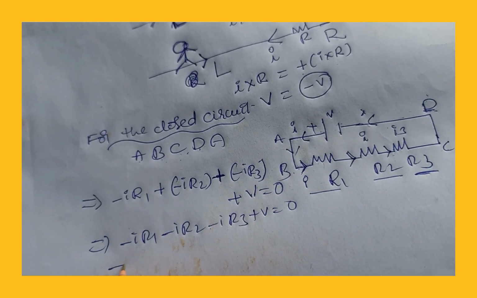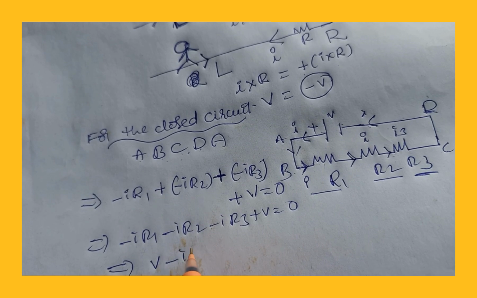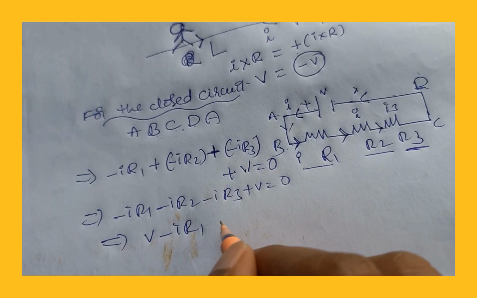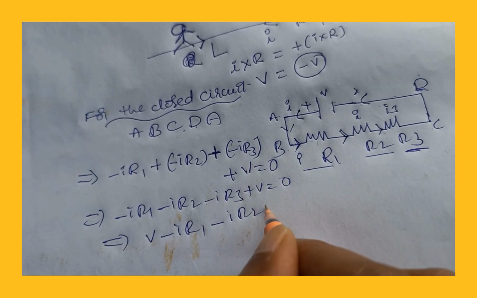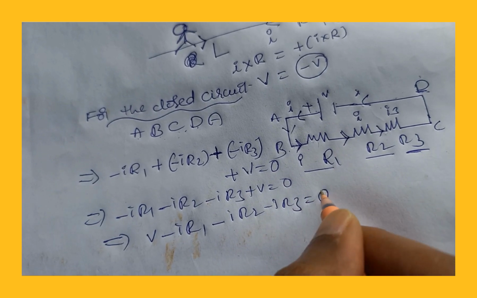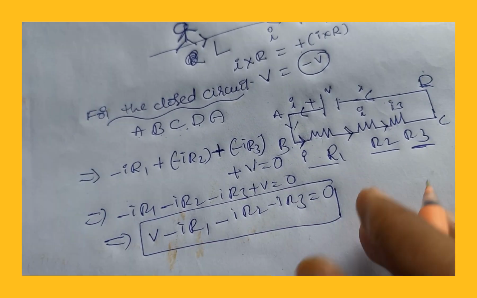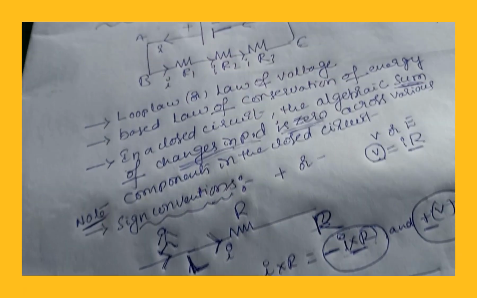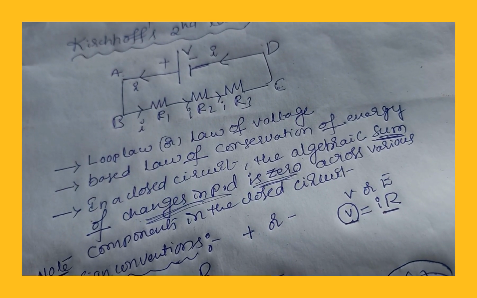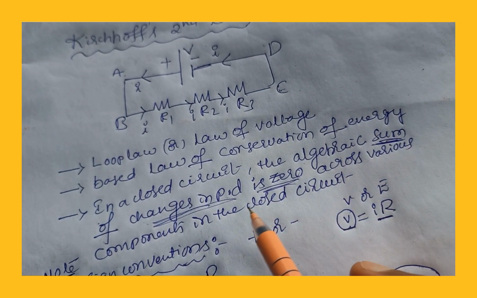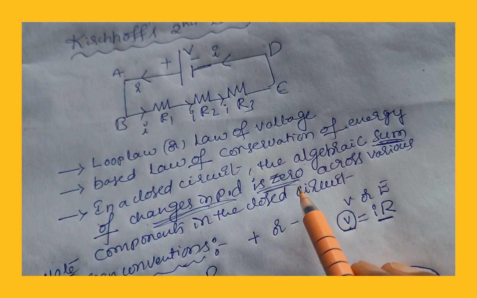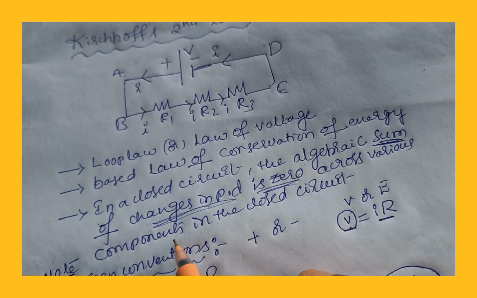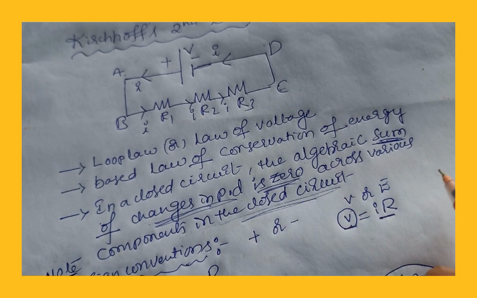0, or V minus IR1 minus IR2 minus IR3 is equal to 0. This is the formula for Kirchhoff's second law statement. You can see in a closed circuit the algebraic sum of changes in potential difference is 0 across the various components in the closed circuit.